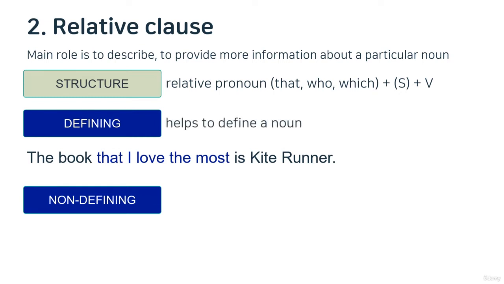A defining relative clause is a relative clause that helps to define a noun. It provides essential information about a noun, so a sentence would be incomplete without that relative clause.